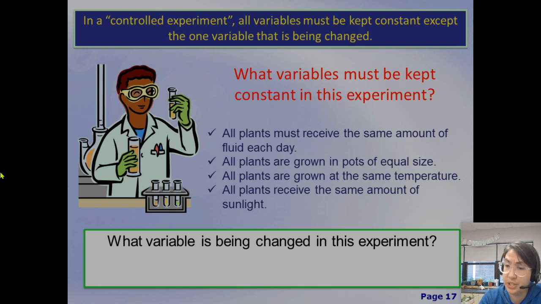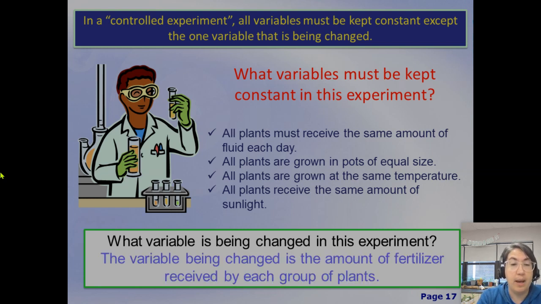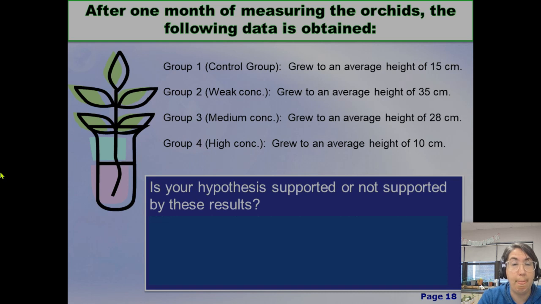And then what am I actually changing? The variable that's being changed is the amount of fertilizer received by each group of plants. So my control group is getting 0, no fertilizer. That way I can see if fertilizer makes a difference. And also by having 3 levels of fertilizer, I can see how much fertilizer makes a difference. It's like a twofer. After 1 month of measuring the orchids, the following data is obtained.